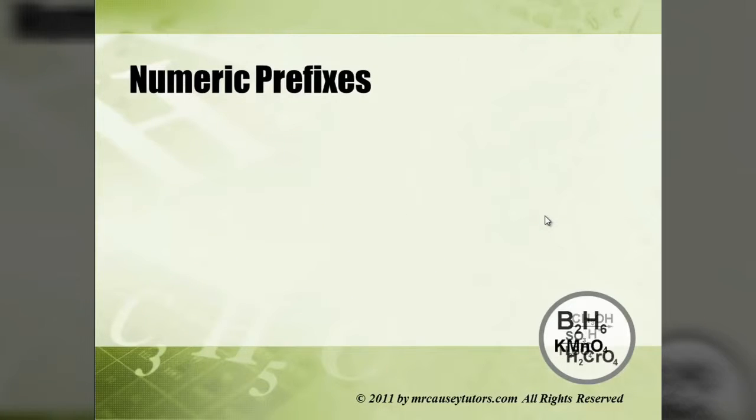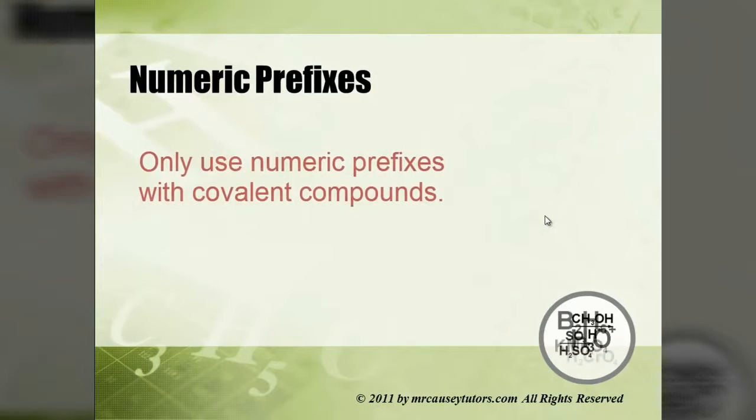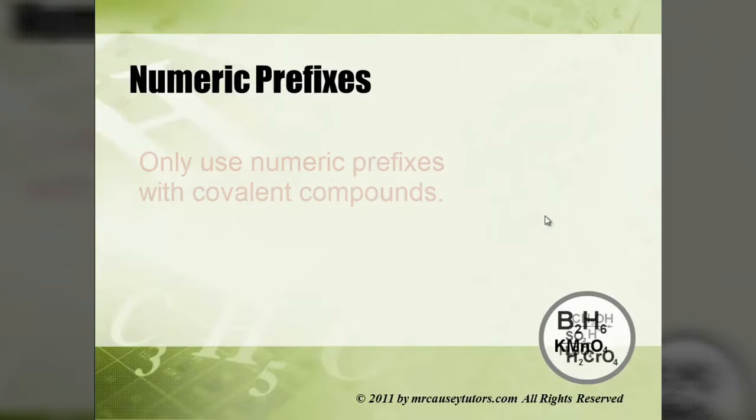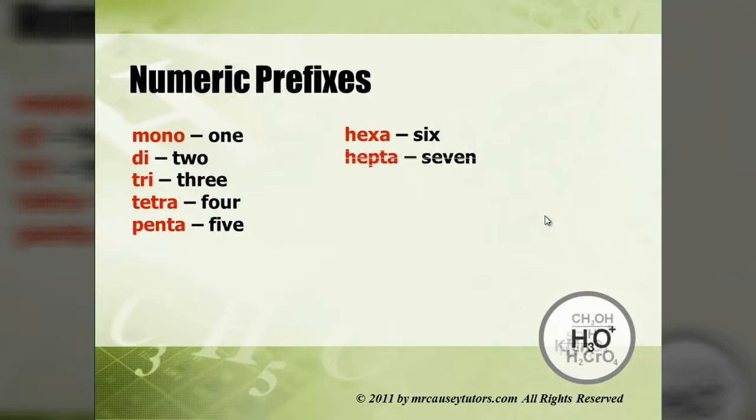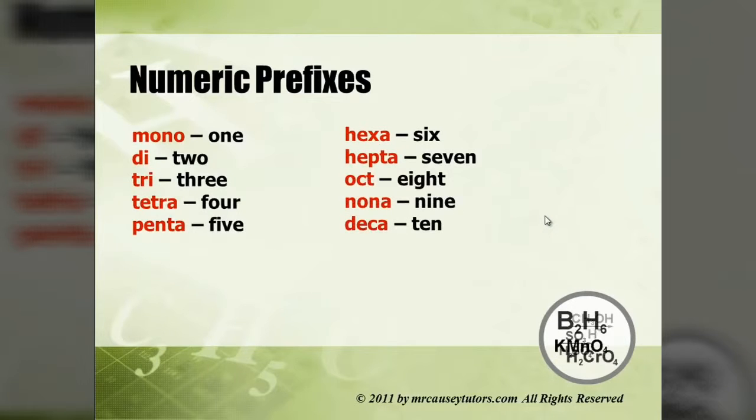Our numeric prefixes are very important. Now remember, we only use numeric prefixes with a covalent compound, but we need to know these, okay? So we have mono, di, tri, tetra, penta, hexa, hepta, octa, nona, and deca.